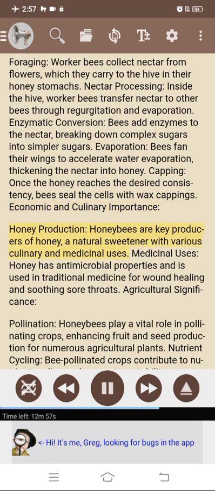Economic and culinary importance. Honey production. Honeybees are key producers of honey, a natural sweetener with various culinary and medicinal uses. Medicinal uses. Honey has antimicrobial properties and is used in traditional medicine for wound healing and soothing sore throats.